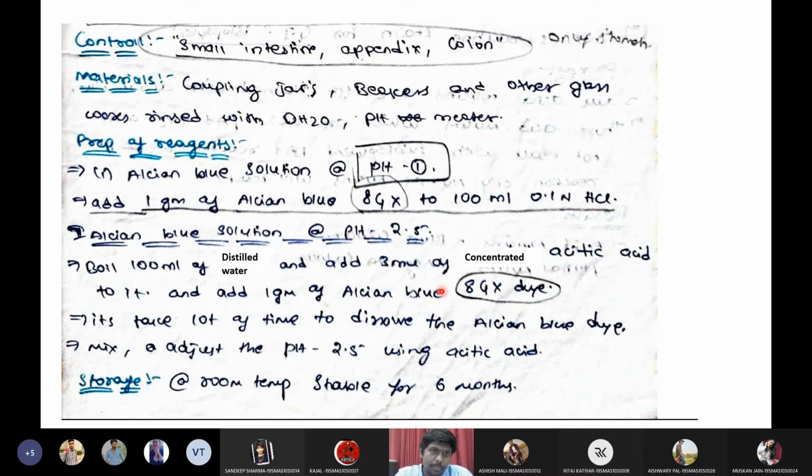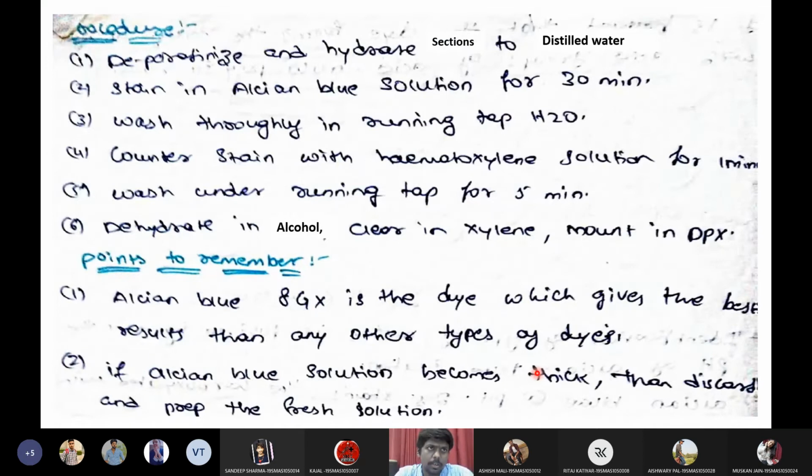If you want to prepare pH 2.5 Alcian blue stain, then you should use acetic acid as an acidifier to adjust the pH. So boil 100 ml of distilled water and add 3 ml of concentrated acetic acid to it, and add 1 gram of Alcian blue 8GX dye. It takes a lot of time to dissolve the Alcian blue stain. Mix and adjust to pH 2.5 by using acetic acid. You can store this solution at room temperature and use it for almost 6 months. Okay, so that's it. So these are the procedures.